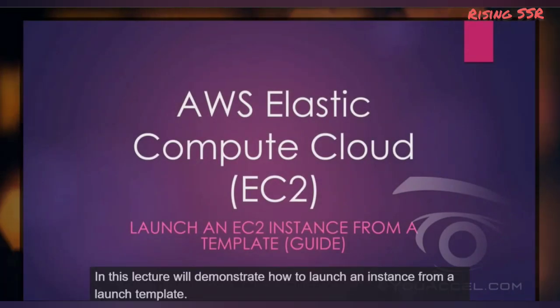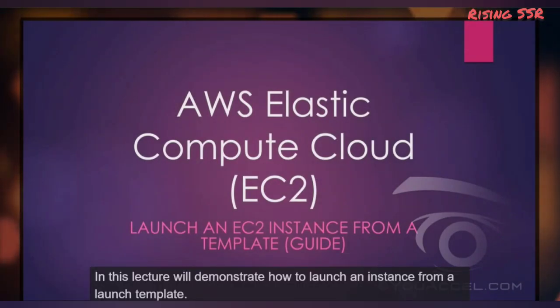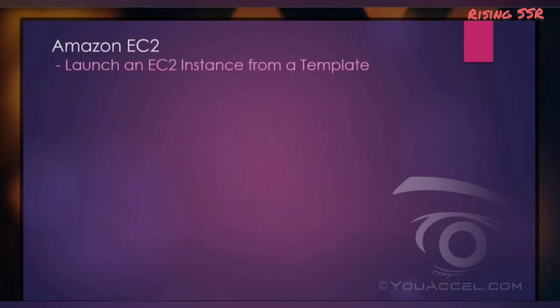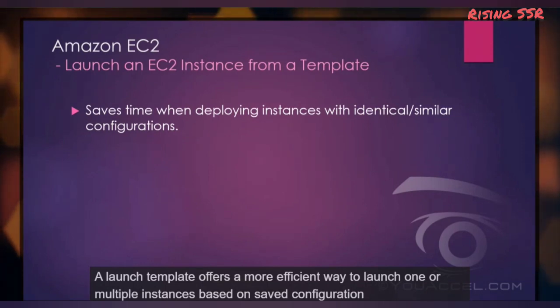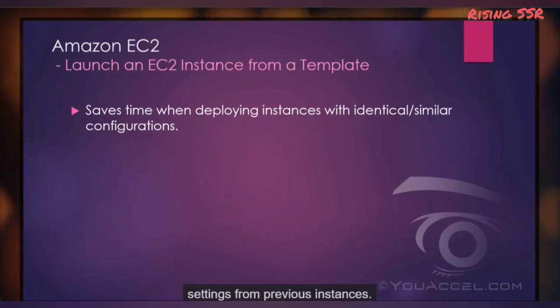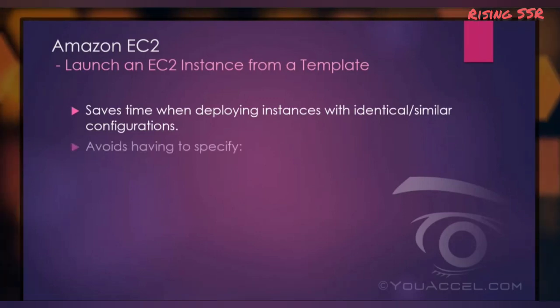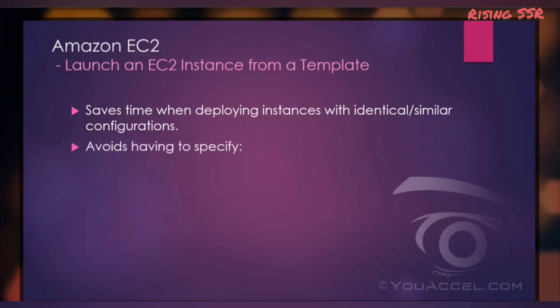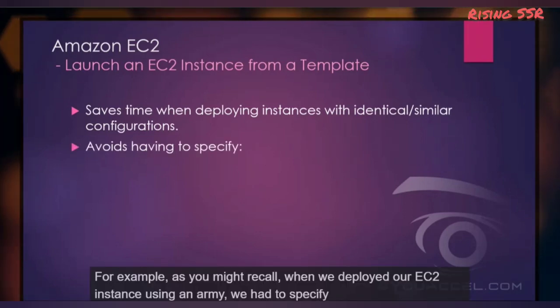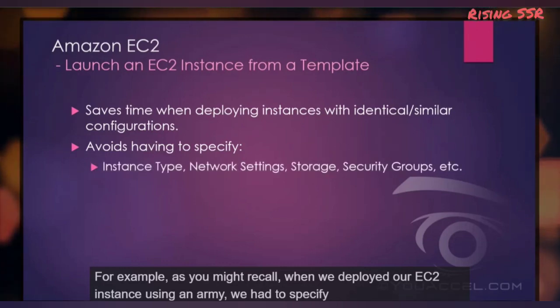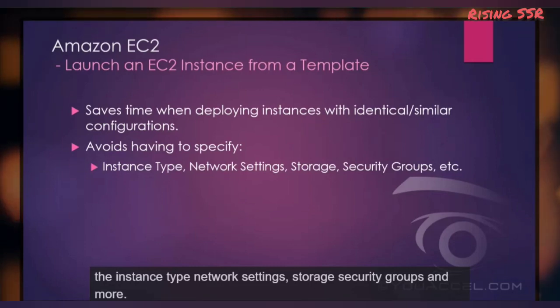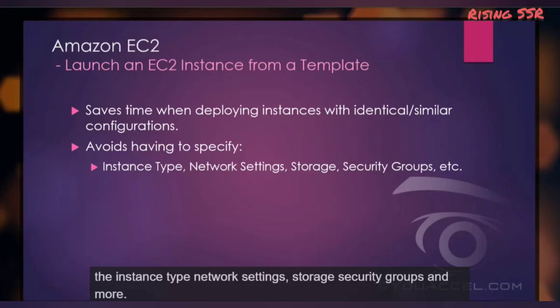In this lecture, we'll demonstrate how to launch an instance from a launch template. A launch template offers a more efficient way to launch one or multiple instances based on saved configuration settings from previous instances. For example, as you might recall, when we deployed our EC2 instance using an AMI, we had to specify the instance type, network settings, storage, security groups, and more.